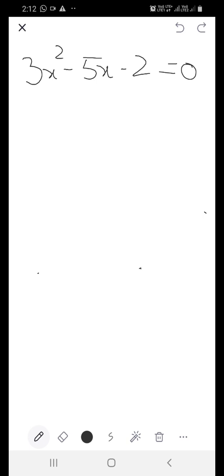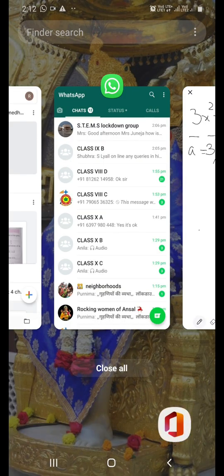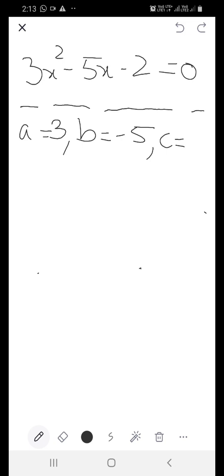Now again, as I told you in your exercise 5.3, you have to write, comparing the given equation with ax square plus bx plus c is equal to 0. Value of a will be how much? 3. Value of b will be minus 5, as you have to take the sign also. And value of c will be minus 2. Now I'm going to find the discriminant.